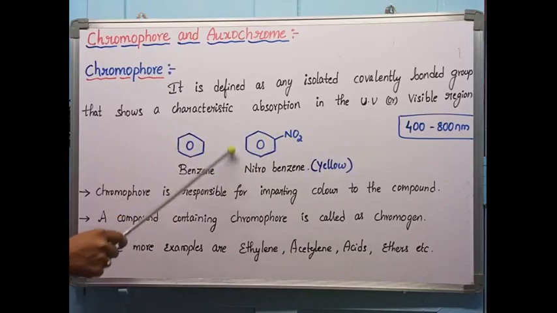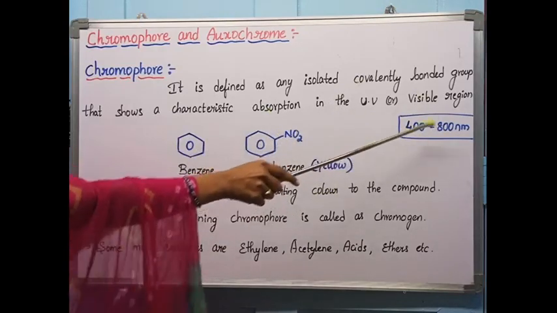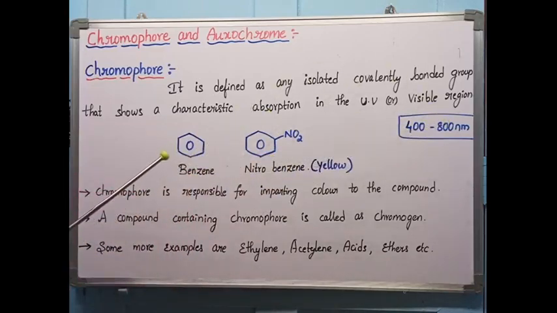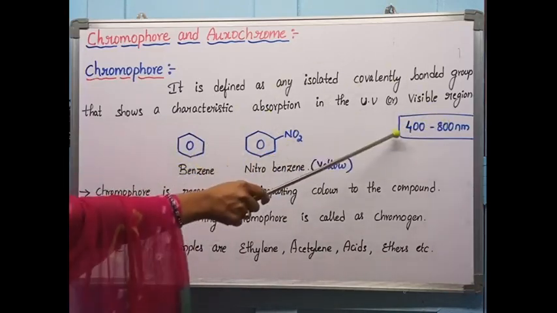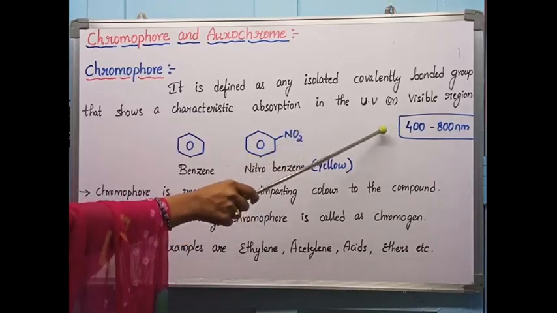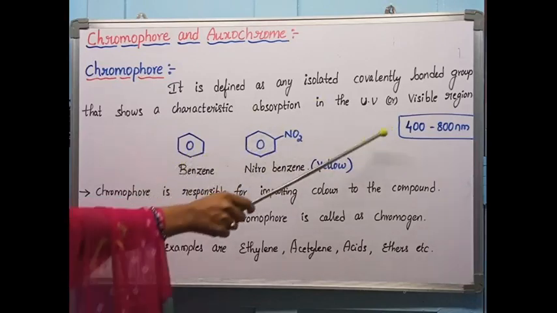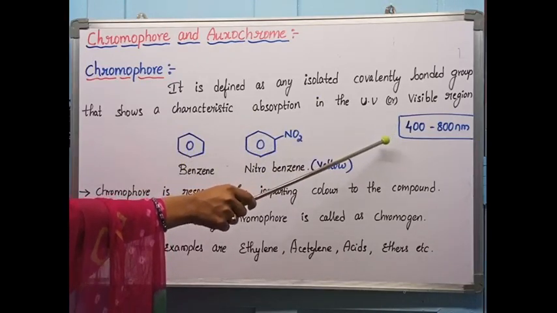So it shows a characteristic absorption in the UV visible region. 400 to 800 nanometers is called the visible region. So this region can be observed with our eye. All the remaining radiations cannot match with the eye wavelength. That's the reason we can observe only visible region colors, that is VIBGYOR colors.